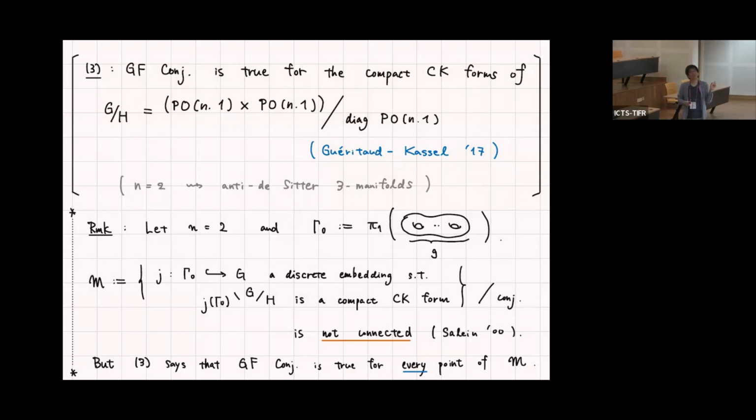And in this case, when n equals 2, let us consider Gamma_0 to be the surface group with genus g at least 2. Then the moduli space M for this surface group is not connected. However, this statement says that the geometric fibration conjecture is true for every point of N, including the one which does not belong to the same connected component as the standard one.